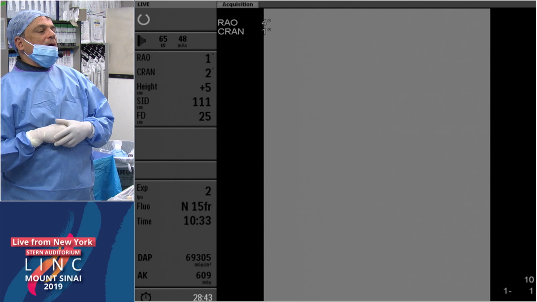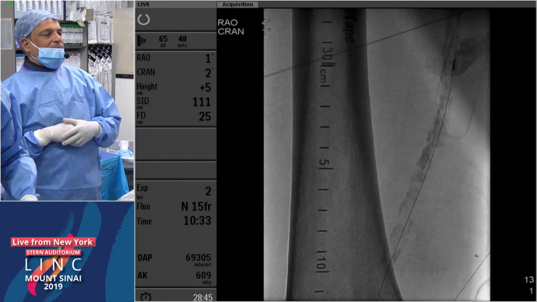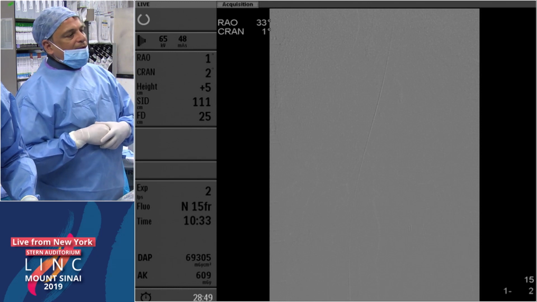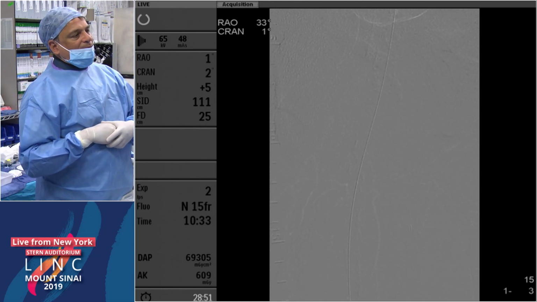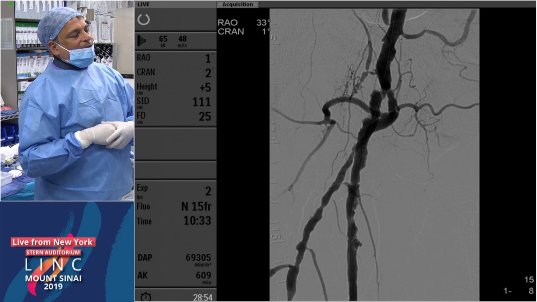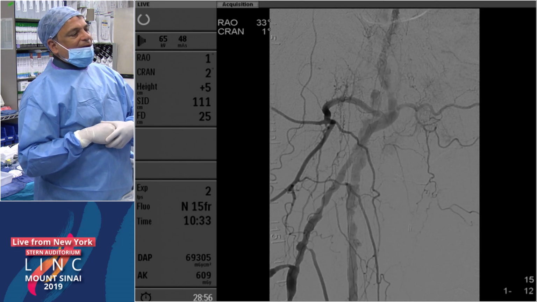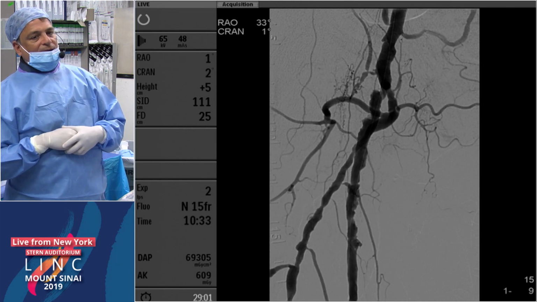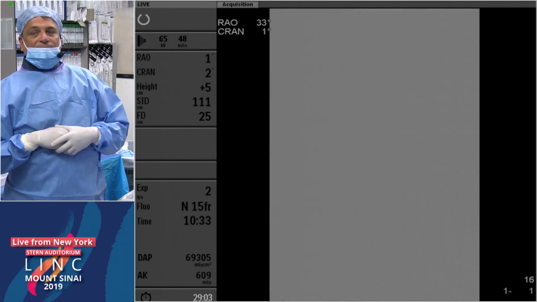What's going on? Okay, those are the IVUS pictures, but I will show you those in a second. So this is the common femoral, and you can see at this level it looks eccentric, but when we did the IVUS, he has a very tight common femoral, and we're going to show you those areas when we start. So run the IVUS, please.